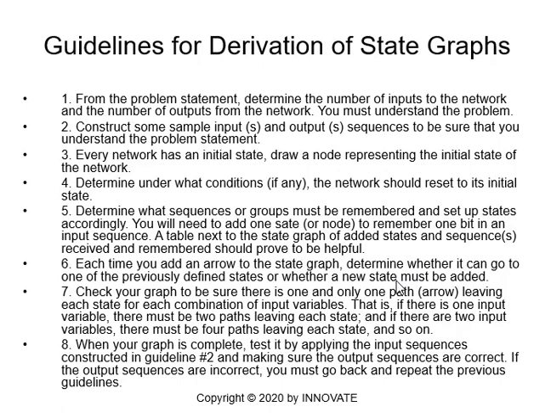7. Check your graph to be sure that there is one and only one path arrow leaving each state for each combination of input variables. That is, if there is one input variable, there must be 2 paths leaving each state. And if there are 2 input variables, there must be 4 paths leaving each state, and so on. This is a very important step to be sure that the diagram, the state graph, is complete.